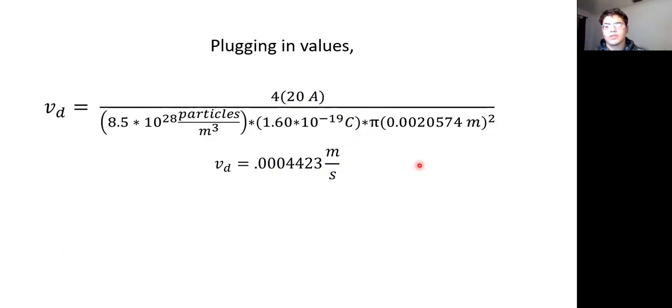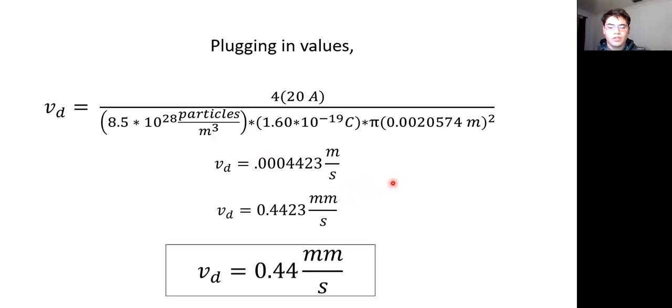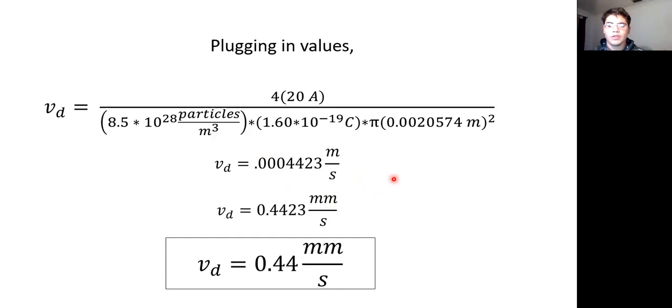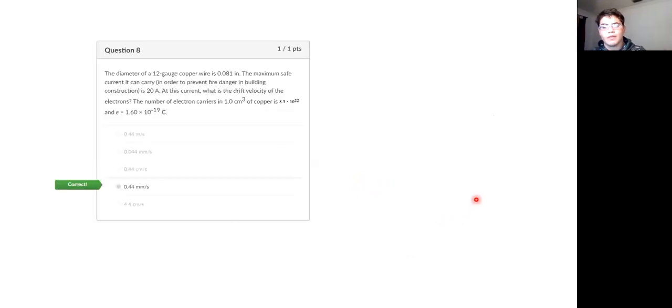We can convert this into something that's easier to write down. We can convert it into millimeters per second. If we just move the decimal place 3 places to the right, we'll have our unit in millimeters per second. So bringing it down to 2 sig figs, we have the drift velocity is 0.44 millimeters per second.